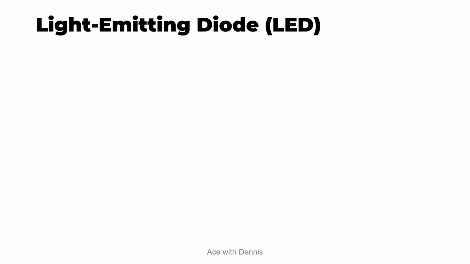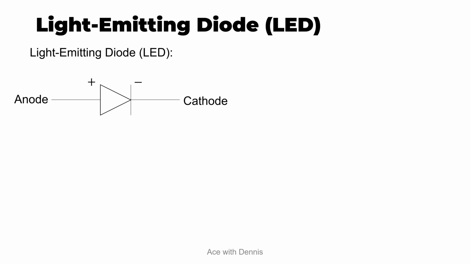Next, let's discuss light emitting diode, LED. So here is the symbol of LED. You can see that it is exactly the same as the PN junction diode, but with 2 arrows pointing outwards. These 2 arrows represent light emitted from the LED. This is the physical look of the LED, with one leg longer than the other leg. The shorter leg is the cathode and the longer leg is the anode.